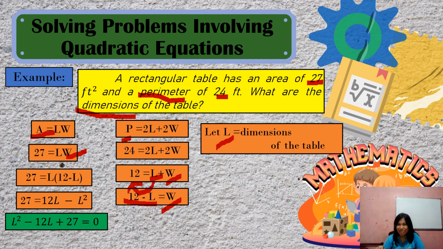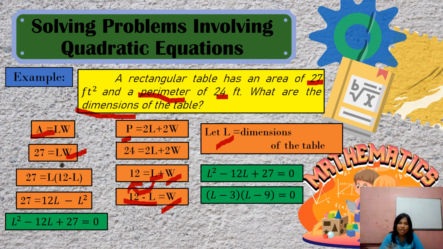Hindi tayo nagtatapos dito. Kanina dun sa first activity natin, nag-end lang tayo kasi the activity is just to create an equation. So, dito kailangan na natin isolve yung problem. Ano ba yung L? So, balik na tayo dun sa equation na nabuo natin: L squared minus 12L plus 27. And then, let us solve for L. Kaya naman siyang i-factor out, so factoring lang yung gamitin natin. Paki-check kung sakto ba yung mga factors na ginamit ko.